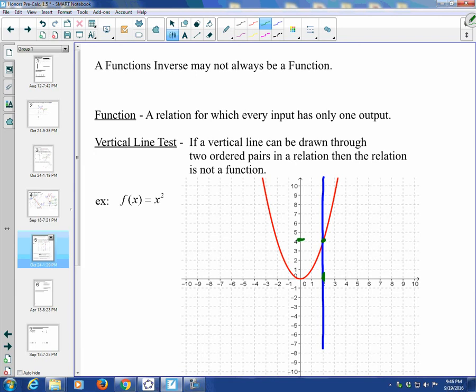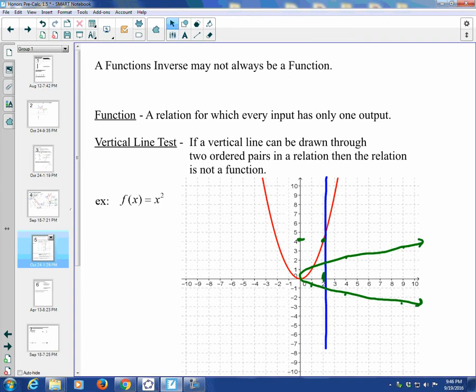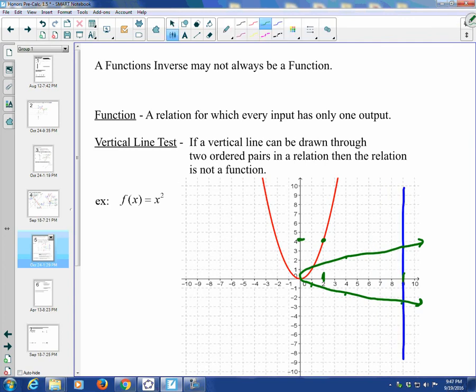Now for the graph of the inverse, we are clearly not seeing that same relationship. We're seeing our vertical line crossing the inverse of our parabola more than once. Right here we're seeing basically the input of 9 giving us outputs here and here, which means that the graph of our inverse is not a function.